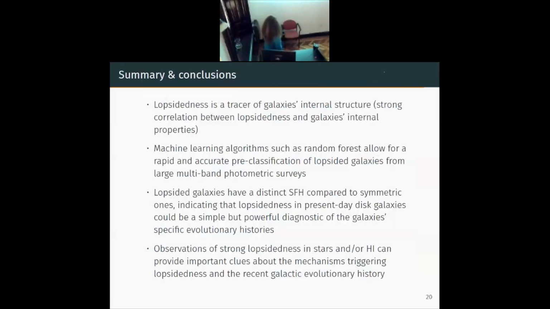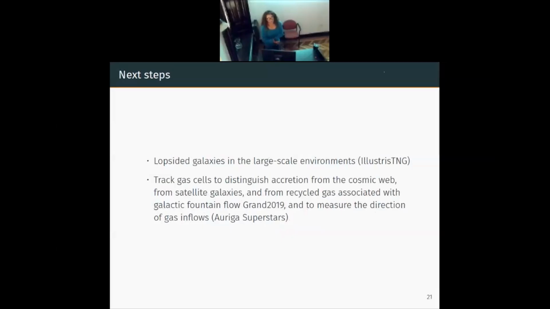So these are my conclusions. We've seen that lopsidedness is indeed a tracer of the internal structure of galaxies and could be used as a powerful diagnostic of the early galactic assembly history. Also, observations of the stellar and HI gas lopsidedness could be a useful probe of the triggering mechanism of lopsidedness.